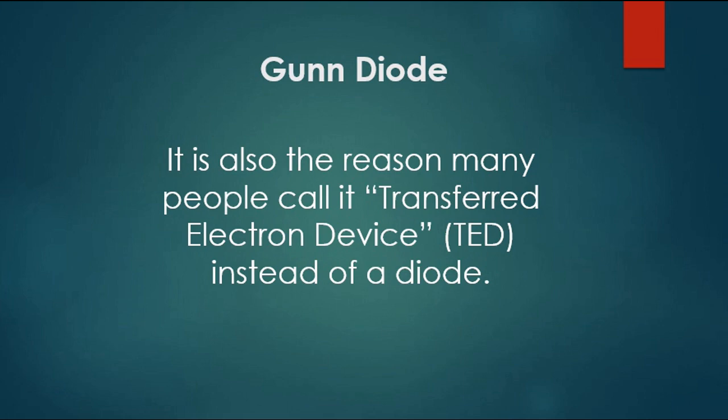In case you have heard about transfer electron device, it is also called a diode because it has all three terminals. It was negative, negative, negative, and that was the reason why it only transferred.